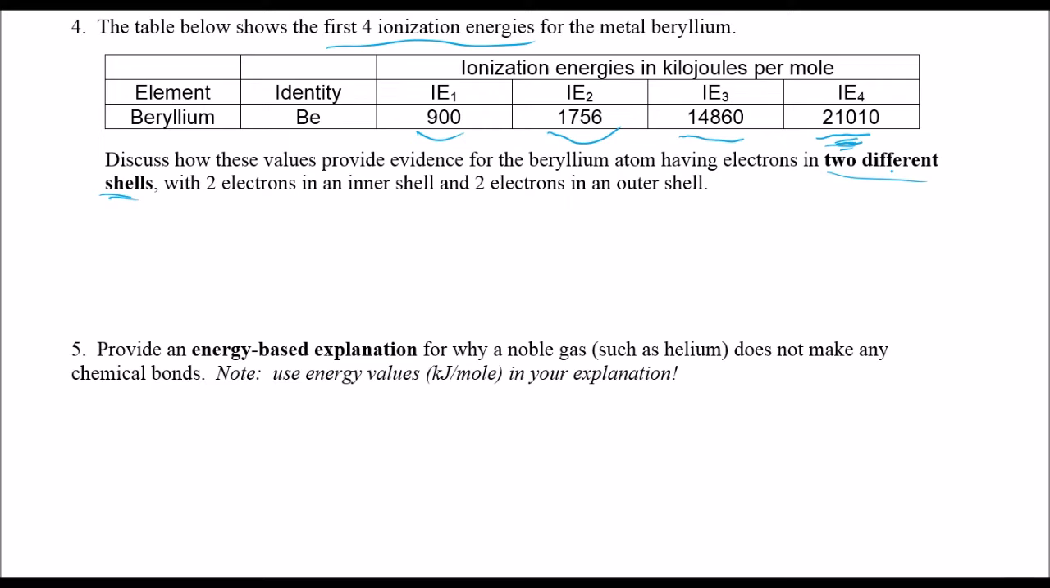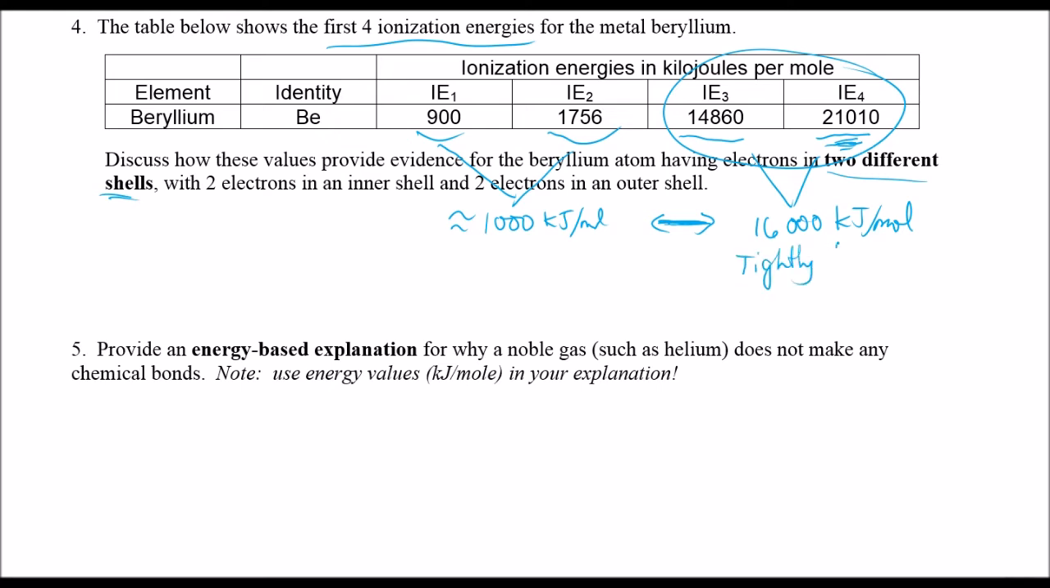How do these numbers give us information on shells? So I'm hoping you kind of see two groups. These are about 1,000, roughly, kilojoules per mole. And you can see these are roughly 16,000 average kilojoules per mole. So if you look at that, there's a huge difference between these two values here. These must be much more tightly held. These are much looser held.